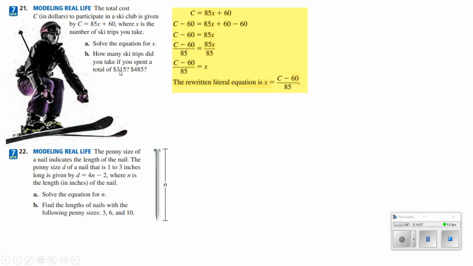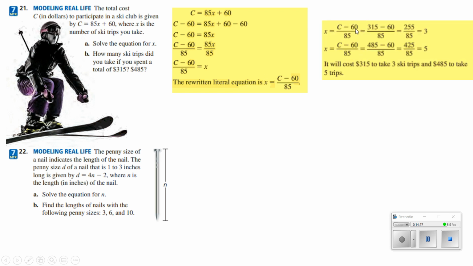Now, remember, it says what we do if you spent a total of 315. Remember what x is. C in dollars to participate in the ski club is given, where x is the number of ski trips. So we're not going to replace x with 315. We're going to replace C with it. C is now 315, and then we're subtracting the 60 and dividing by 85. 315 minus 60 is 255. 255 divided by 85 is 3. So you'll be able to take 3 trips. Remember, x is the number of ski trips you can take.